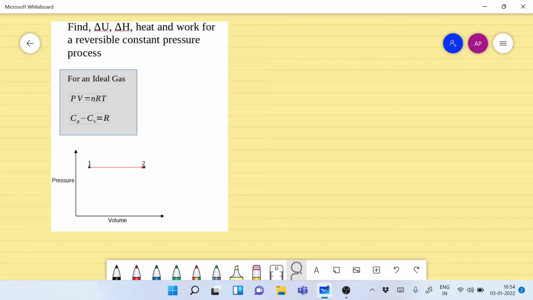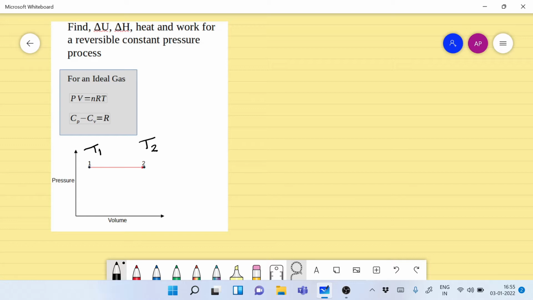If we take the pressure on the y-axis and volume on the x-axis, then the process from state 1 to state 2 is a constant pressure process. As is evident, the pressure is constant during this entire process. Now, the temperature is T1 at point 1 and T2 at point 2. So, let's make a note of it. The temperature at point 1 is T1 and the temperature at point 2 is T2.